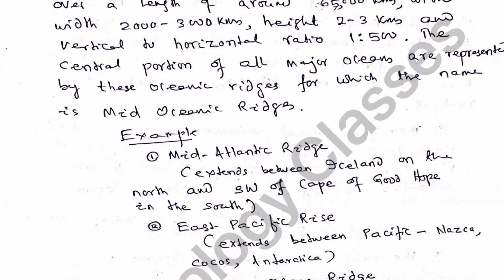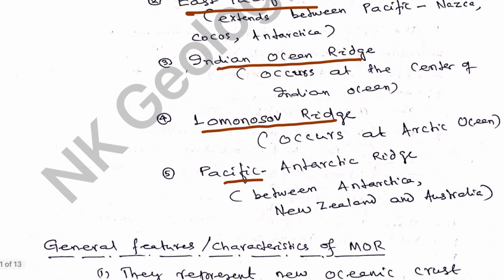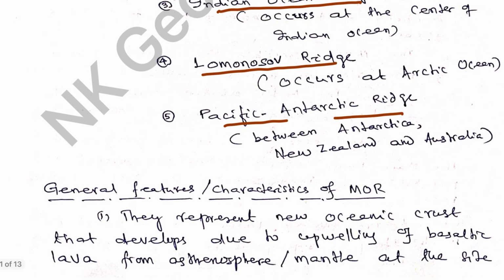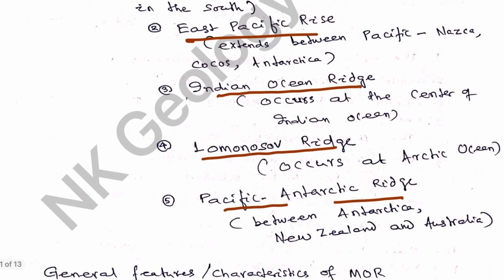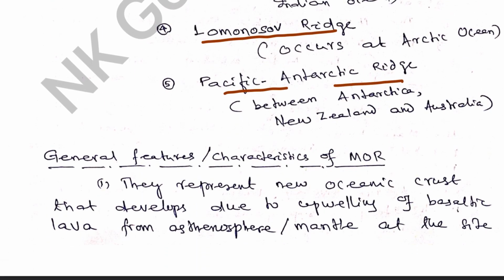The mid-oceanic ridges are the mid-Atlantic ridge, which is found in the Atlantic Ocean, the East Pacific ridge, which is found in the Pacific Ocean. Similarly, in the Indian Ocean, we have the Indian Ocean ridge, we have the Lomonosov ridge in the Arctic Ocean, and we have the Pacific Atlantic ridge toward the south side of the Pacific Ocean. So these are the major ridges that we see in the ocean basins. And let us discuss what are their general characteristics.